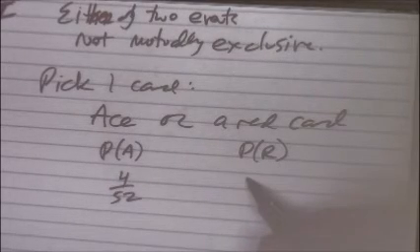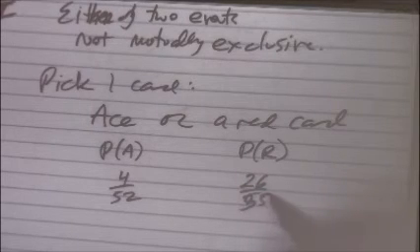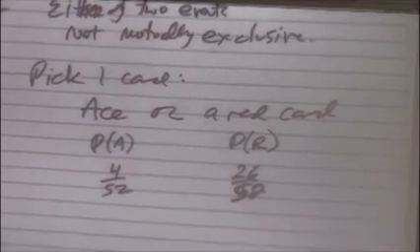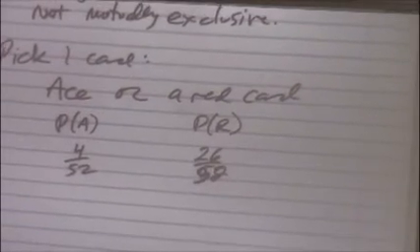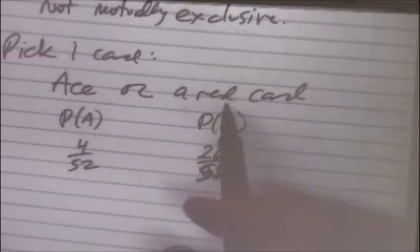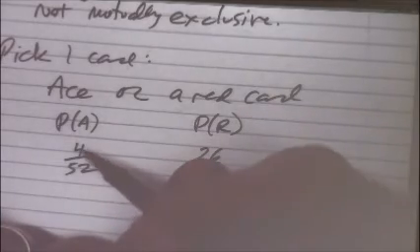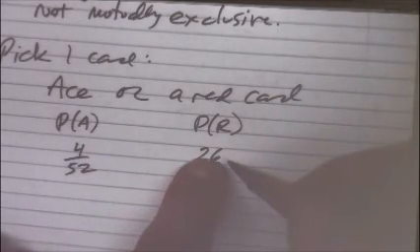For a red card, it's exactly half of them, 26 out of 52. The problem we have is that there are 2 aces that are red. So what's happening here is we can get 4 aces here, but 2 of those aces are repeated over here. So that would give us a skewed result.